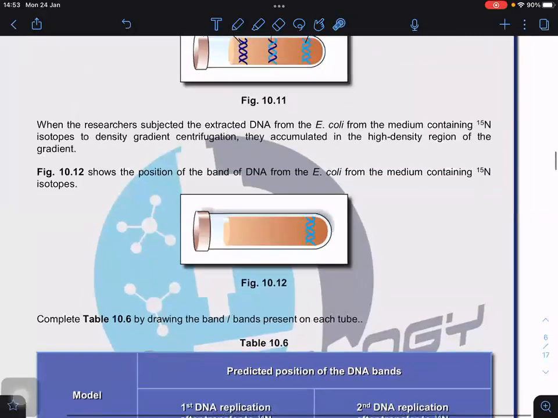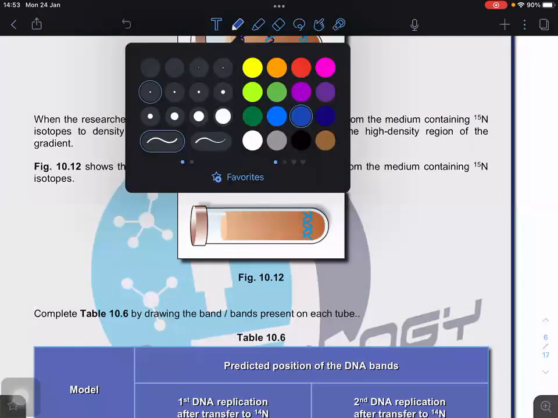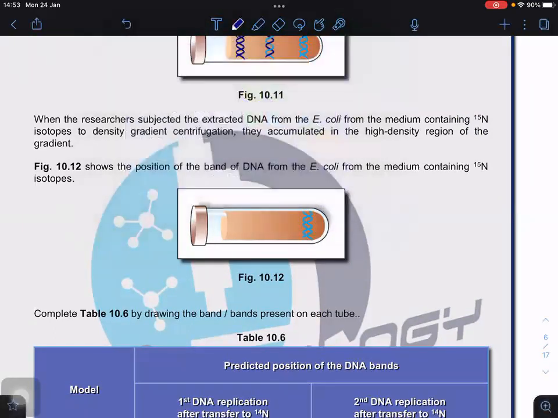So when the researchers subjected the extracted DNA from E. coli grown in medium containing the 15N isotope to density gradient centrifugation, it accumulated at the high density region, right? So write down this one, which is equivalent to, okay, right here, 15N, 15N. Okay, so this is the 0 generation.